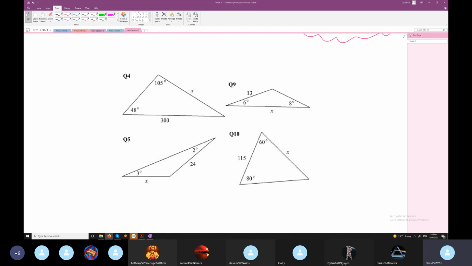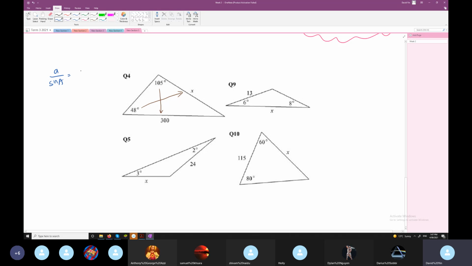All right, I think I've given you guys more than enough time to do this. So I'll just quickly go through these 4 questions just to make sure we understand how to do this. With this one, first identify, you got 2 sides to angle, so you want to use the sine rule here. Identify the side with the angle. So this 105 goes with this 300 and this 48 goes with the x. All right, so let's write down the formula.